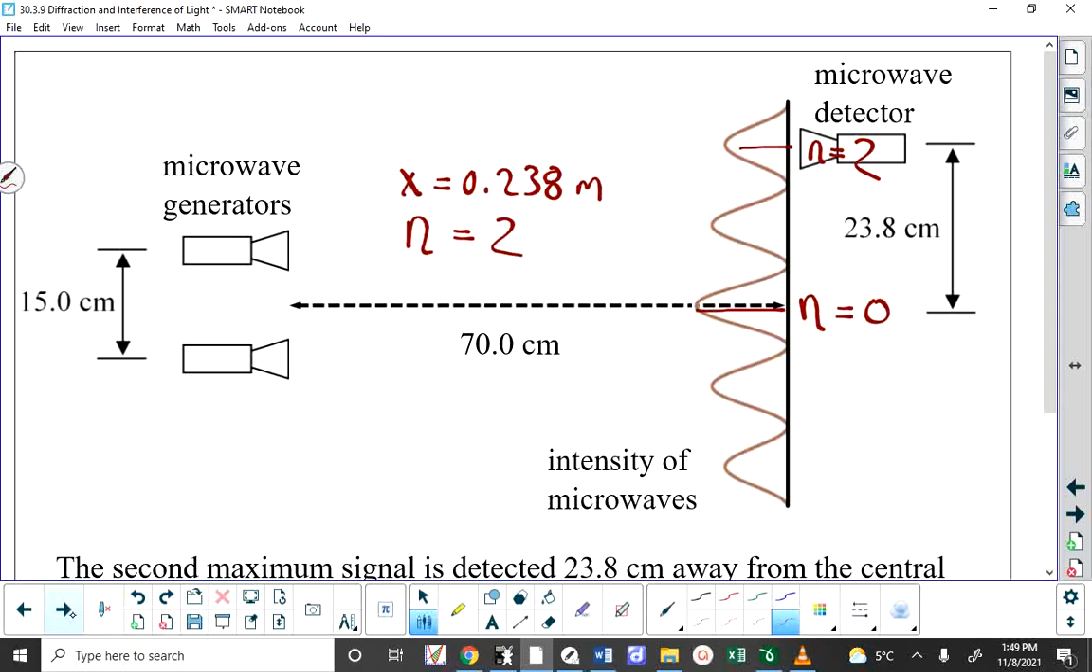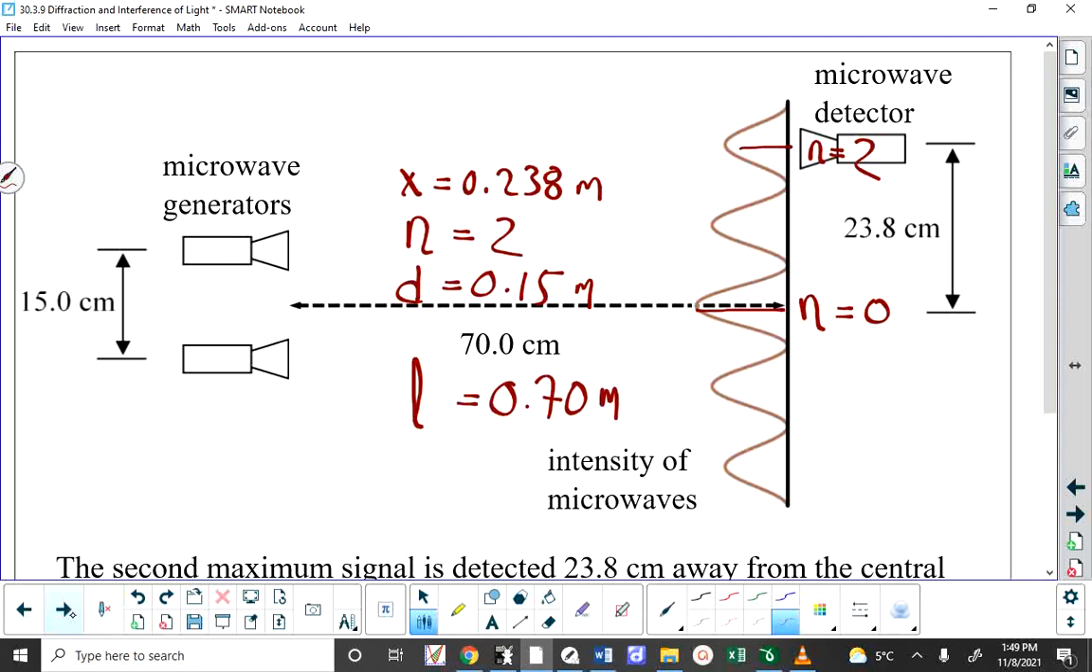Okay. This is D. You can measure D. You just put the generators down, and you put a ruler down, and you measure the distance. It's really easy to measure. So D is 0.15 meters. And L, you can see L is 70 centimeters, so 0.70 meters. And the question is, what's the wavelength of the microwaves? It was also a great experiment because on the back of the generator it says wavelength. It tells you what the wavelength is.